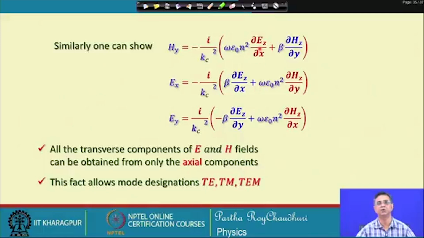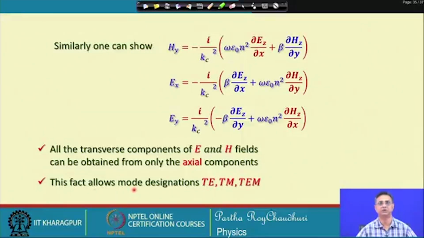That means, if you know Ez and Hz, then you can calculate Hy, you can calculate Ex, you can calculate Ey. All the transverse components can come only from the knowledge of Ez and Hz. And it may so happen that Ez is equal to 0 in some situation, in some other situation Hz equal to 0, then it becomes even simpler, because your field component will depend directly through this relation on the individual transverse components.